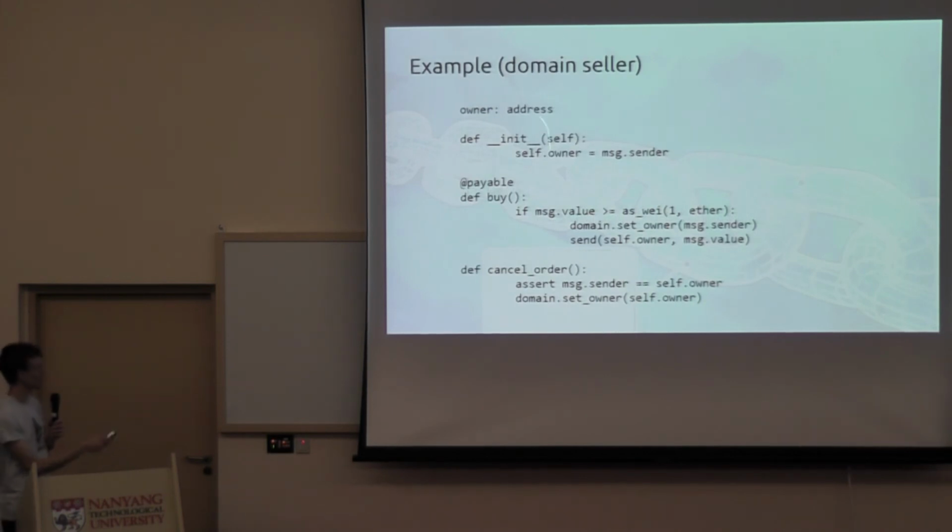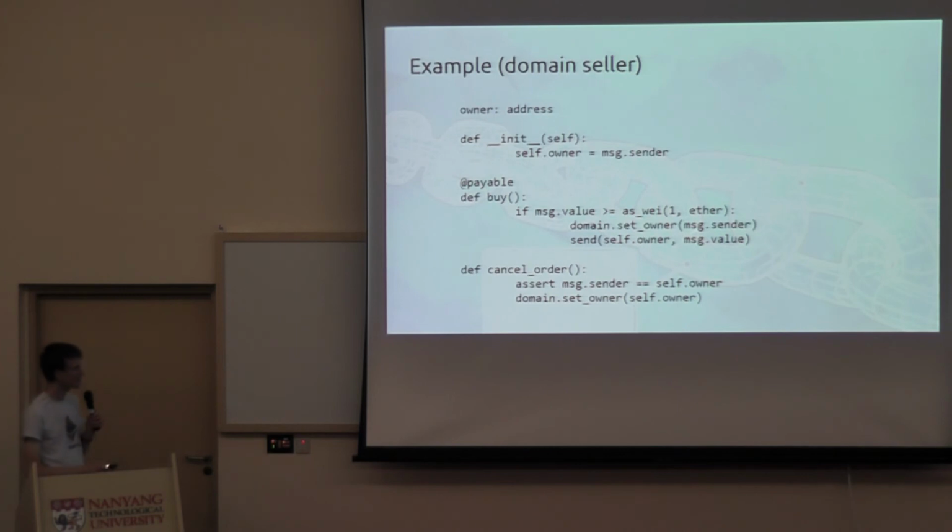Now, this computer program has two functions. One of them is buy. So if anyone else wants to buy the domain, they can send a transaction, and if this transaction also contains at least 1 ether, then it transfers the ownership of the domain to the buyer, and it sends the seller the money, right? So if someone buys, they get the domain and the seller gets the money, or the seller can call cancel order and they get the domain back.